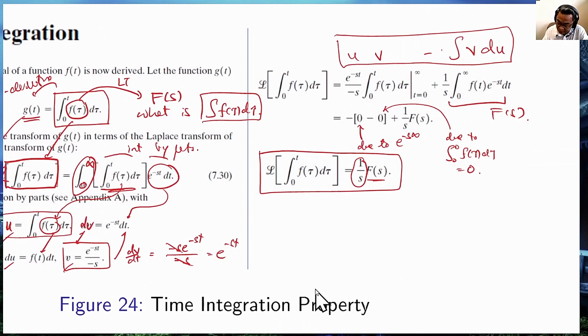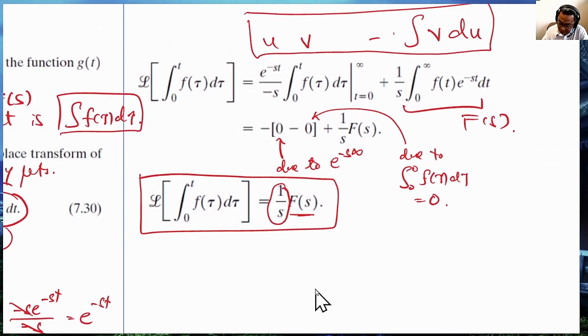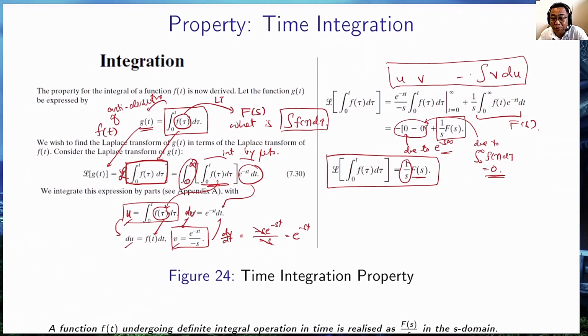Now, if you work out the sum, this is what you'll find. I will not explain, I've already written the reasons here. On the left hand side, it becomes 0, and on the right hand side, we will simply have 1 over s times F of s. Okay, that's it. So this is the proof for the time integration property.